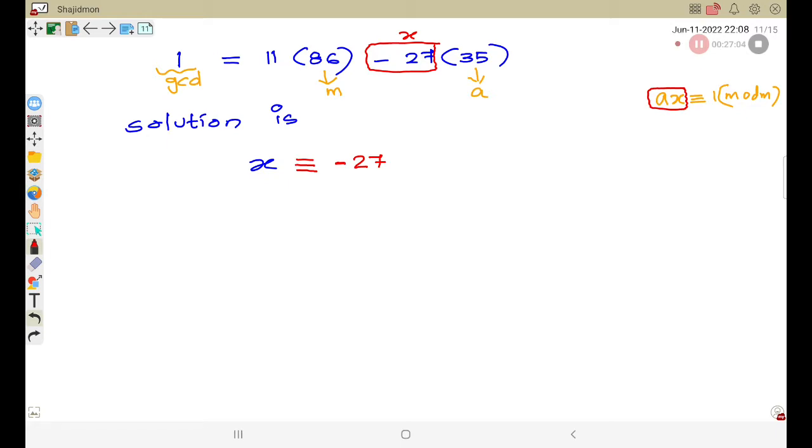But as I told you before, we want the positive solution. That means we need to write the solution as 0 less than or equal to X less than the M number.